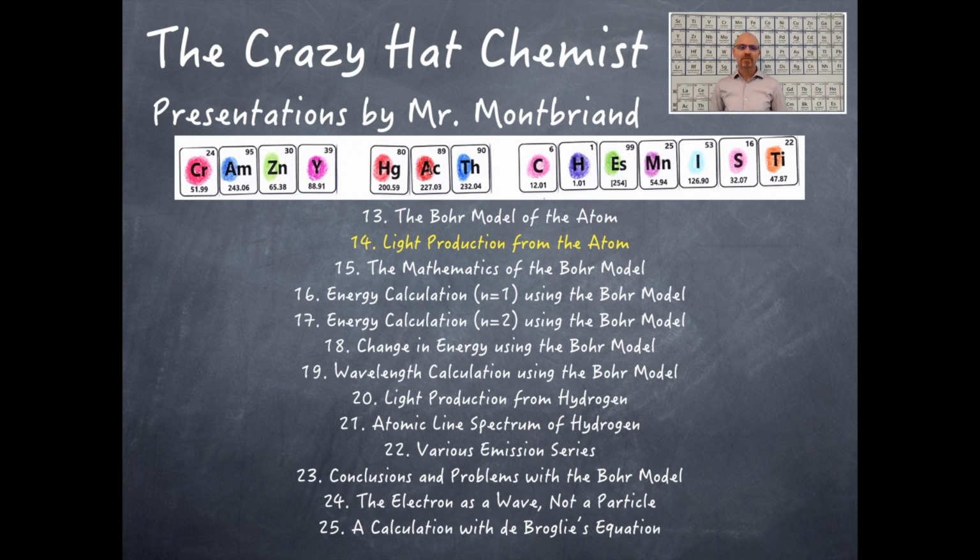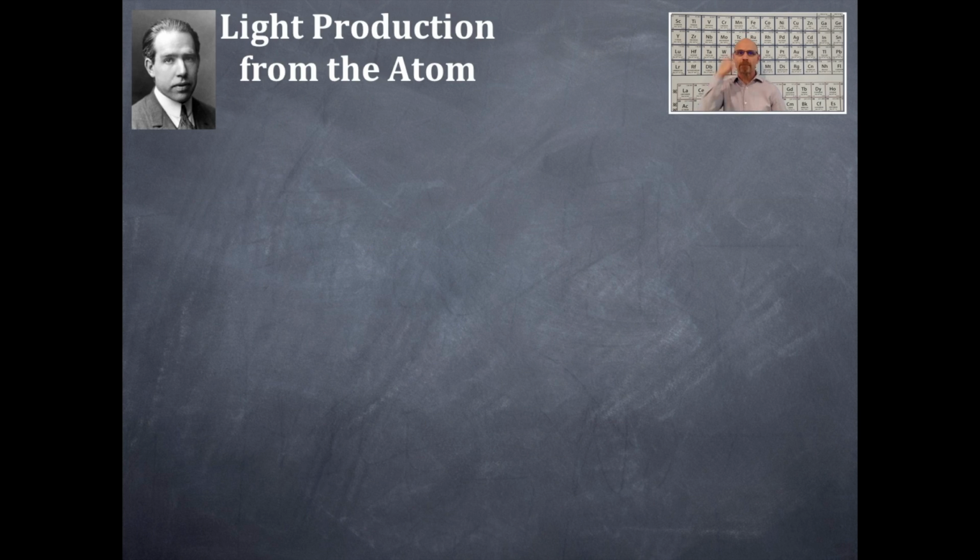So today we're doing another video in atomic structure and electron configuration. So let's get started. BAM! So today we're doing light production from the atom, and this is using Niels Bohr's model that we just discussed.